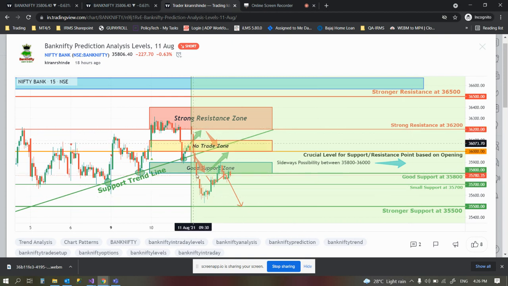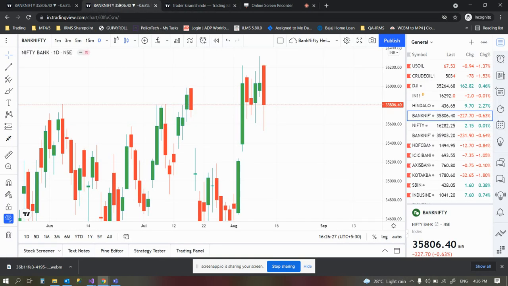I hope you might have got a good profit by taking a look at these zones or the levels which I provide. Now let us see what we have for tomorrow. So this is the day view analysis.